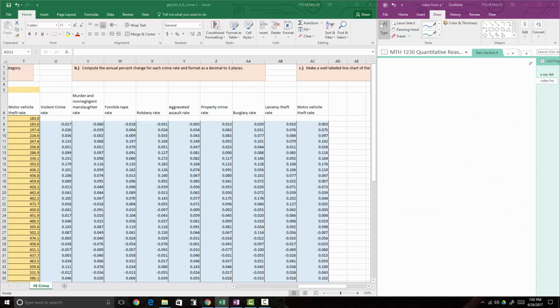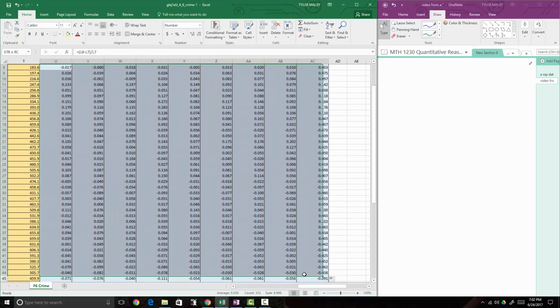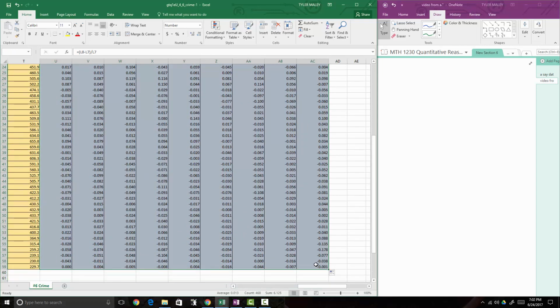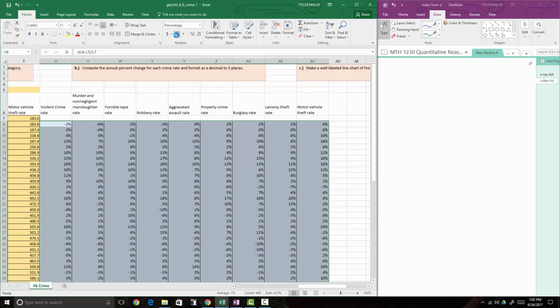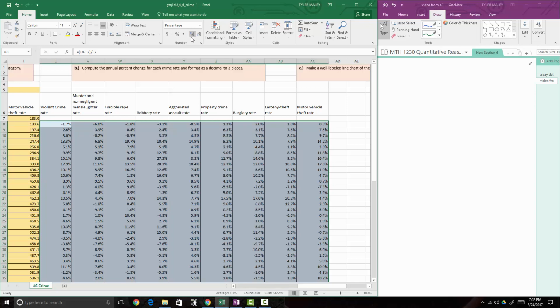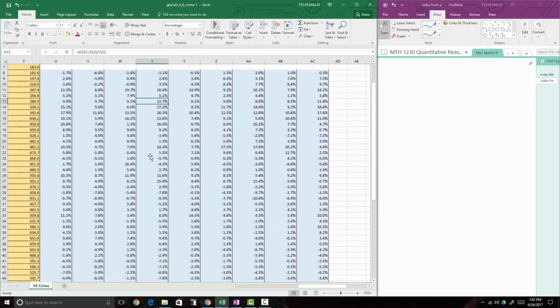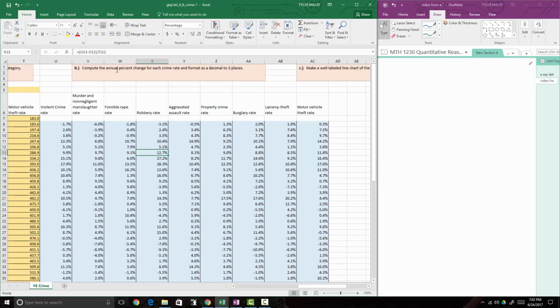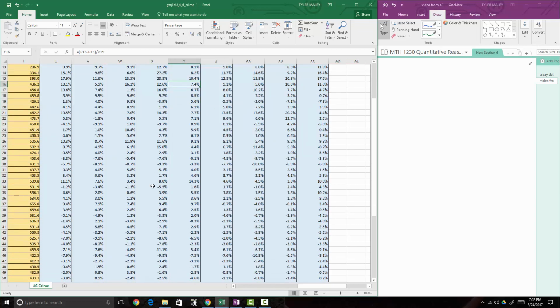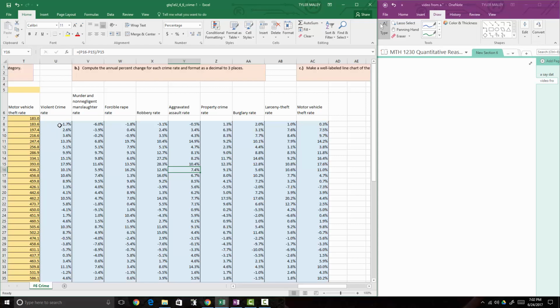Alright, so it would also make sense for me to go ahead and format these as a percent, actually. So let me highlight these and hit the percent button. Maybe do one more decimal place. There, right? So that actually, I think, looks a lot better. So it says compute the annual percent change for each crime rate, format as decimals to 3 places. But I think showing it as percents is more powerful here. So either one would be okay with me in this case, because this is a percent change, so it's okay to say as a percent.